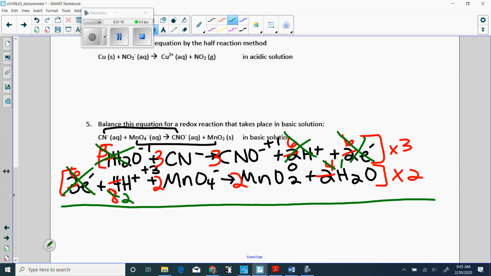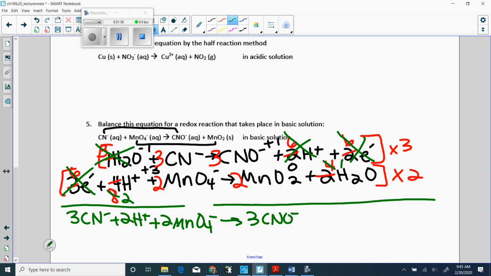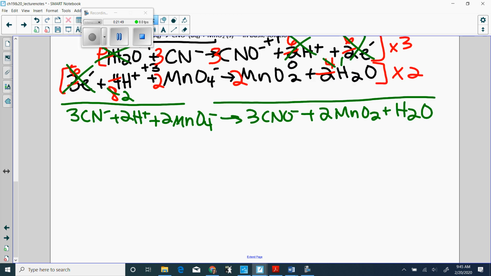And then I'm just going to rewrite it just like I did before. I start on my top and then I go to the bottom. So I have electrons gone. I still have 2 H pluses. And I have 2 MnO4 minuses. Back up to the top, I have 3 CNO minuses. And everything else is gone forever. 2 MnO2s. And I only have 1 water. You just check in with your battle buddy, make sure they got that far. Ready to go.